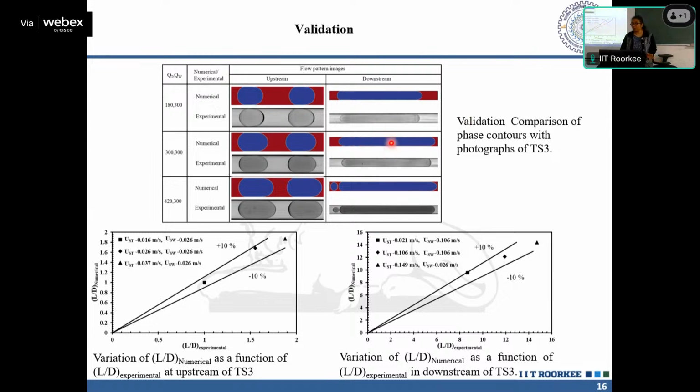This is a kind of qualitative comparison on the upstream and downstream. You are ensuring that you are getting the same flow pattern. This is more of a quantitative comparison where you are measuring the L by D ratio of the numerical slug as well as the L by D ratio of the experimental slug. So for the experimental slug measurement, you need your image analysis information.